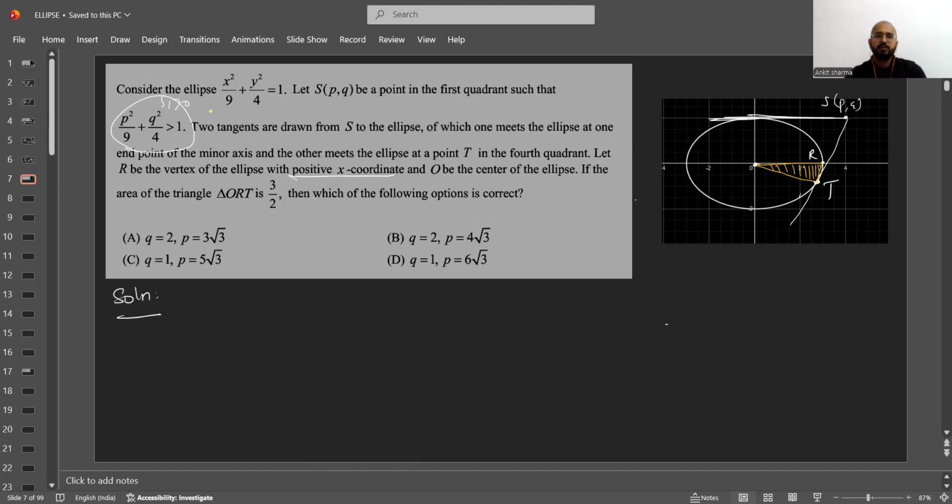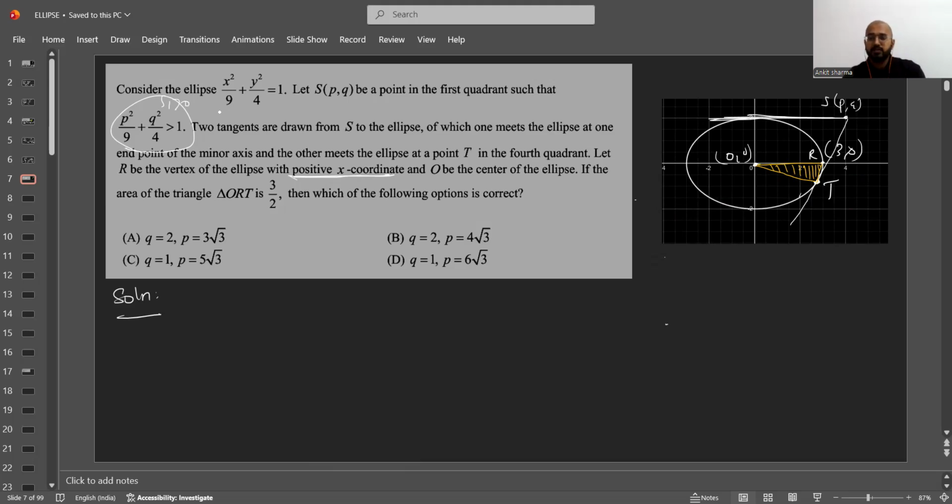So the area of this triangle is given to be 3/2, then which of the following is correct. Okay, point O I know is 0, 0. Point R also I know. Point R is 3, 0, because that's the point with the positive x coordinate. It's the vertex of the ellipse basically with the positive x coordinate. That means the point is 3, 0.